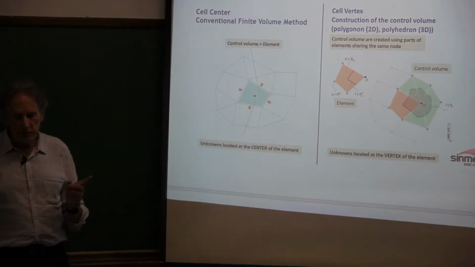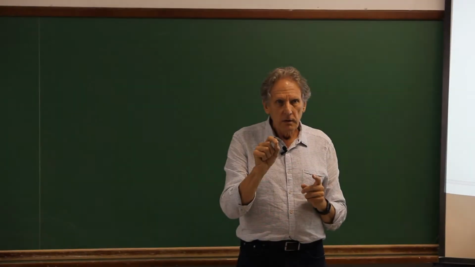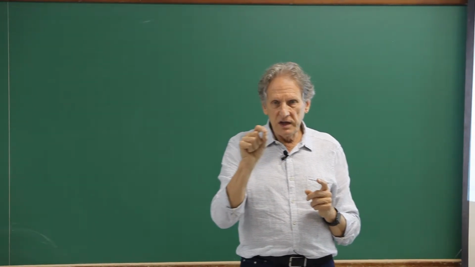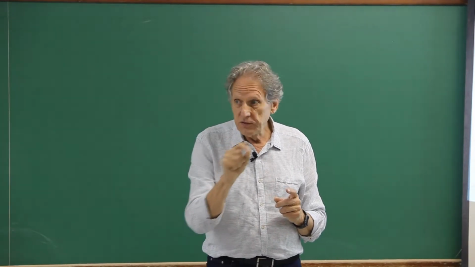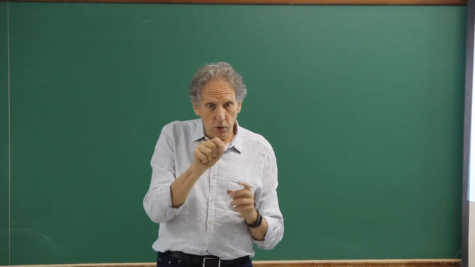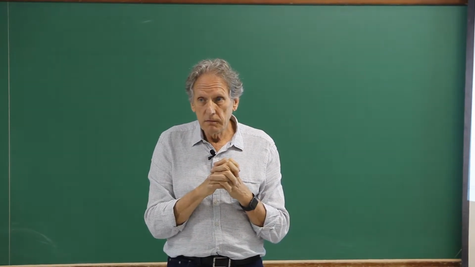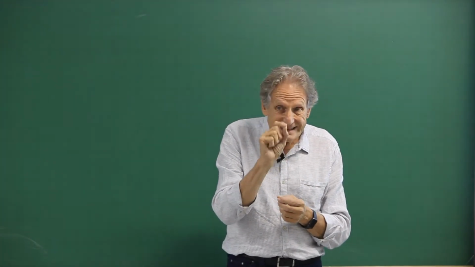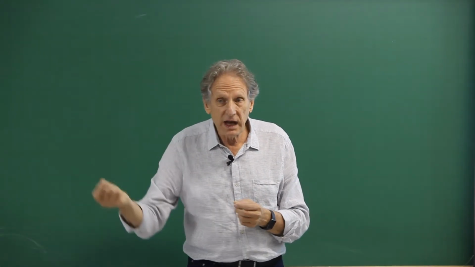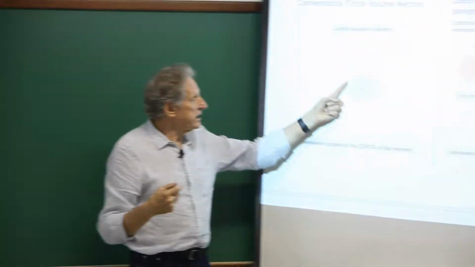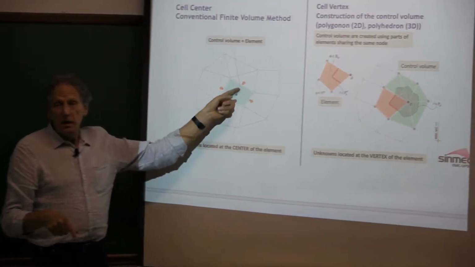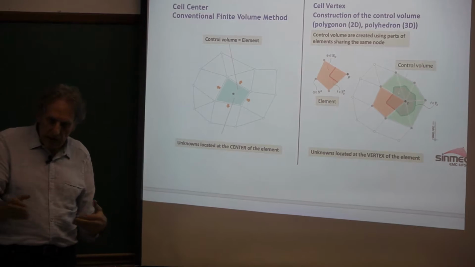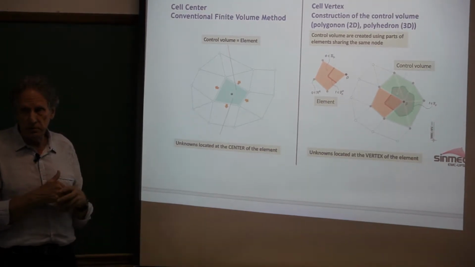This should not be confused, thinking that the unknown is in the center of the control volume. Of course, the unknown is in the center of the control volume, doesn't matter if it's cell center or cell vertex. The unknown is always in the center of the control volume. The name comes from the relation between the storage of the unknown and the element, what comes from the grid. I'm using this element as my control volume with my fluxes and those boundaries. So this is a cell center. And repeating, we could call it element center method too.